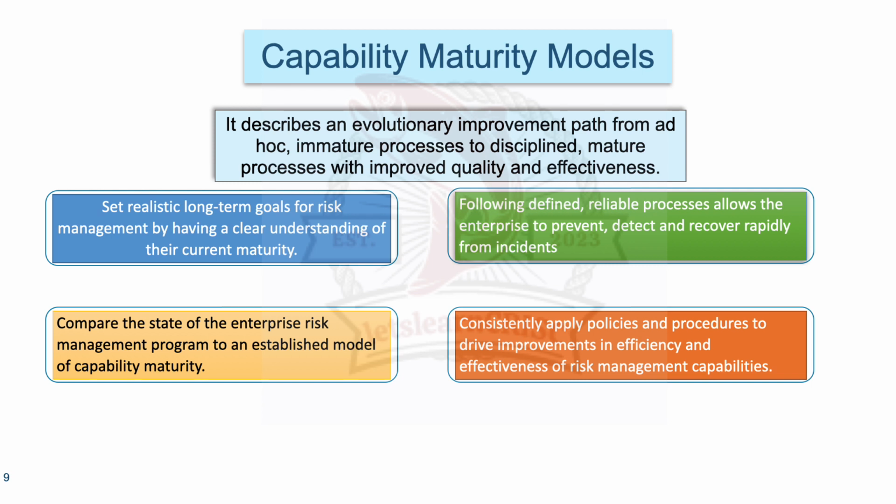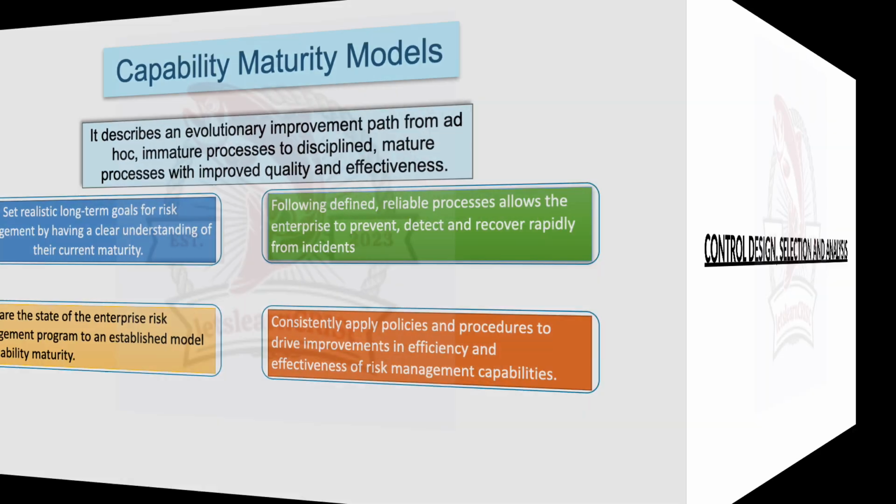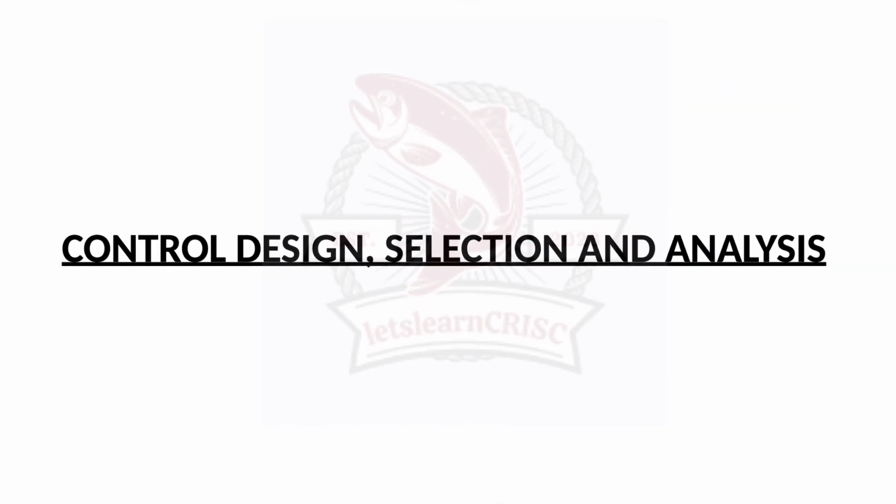For example, in the context of financial risk management, a company that consistently applies policies and procedures related to risk assessment and mitigation is better positioned to optimize its strategies, respond promptly to market fluctuations, and enhance the overall effectiveness of its risk management practices. This commitment to consistency forms the bedrock for a resilient and adaptive risk management framework, promoting ongoing improvement in both efficiency and effectiveness. Right? Let's discuss the next topic, that is control design selection and analysis.